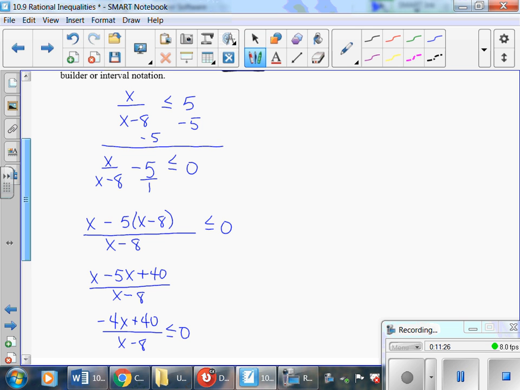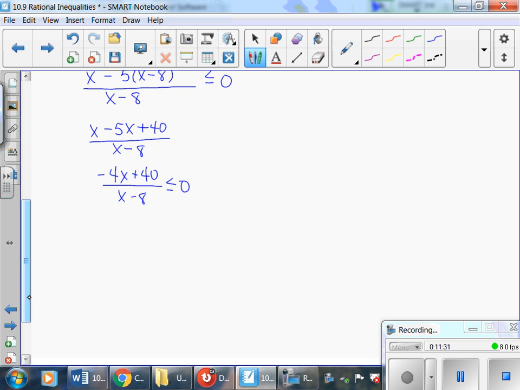So now we have one rational expression. So at this point now we can follow the rules that we just talked about. So numerator, negative 4x plus 40 equals 0, minus 40. Negative 4x is equal to negative 40, and x is equal to 10. There's one of our critical values. And the other one is going to be x minus 8. It's where it's undefined. It has to be equal to 0, so x equals positive 8.